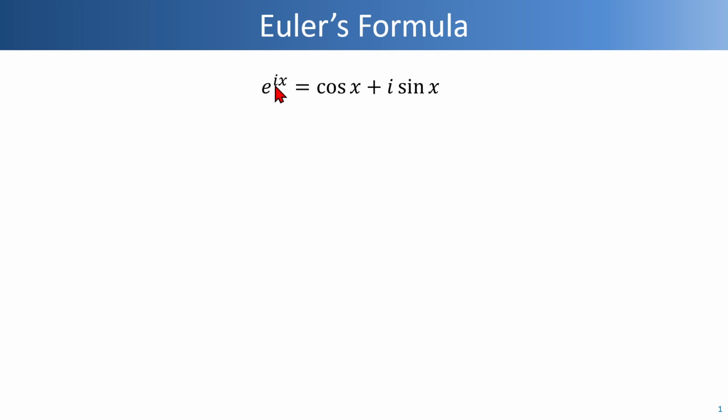It says e to the power i times x, where i is the imaginary unit, is equal to cosine x plus i times sine x. So I don't expect you to know a bunch of information about complex analysis. The only thing I expect you to know is that i times i, aka i squared, is equal to -1.